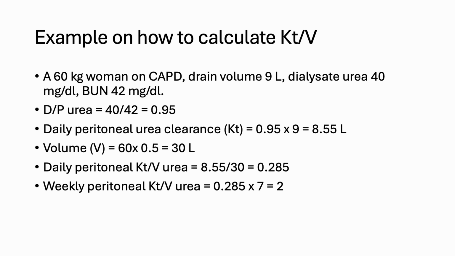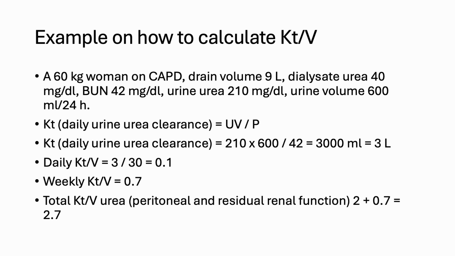Now we have to calculate the residual renal function urea. So how do we do that? Again, we have the 60 kilogram woman on CAPD, drain volume 9, the dialysate urea 40, BUN 42, and here we do a 24-hour urine collection, and we get a urine urea of 210 milligram per deciliter and a urine volume of 600 ml.